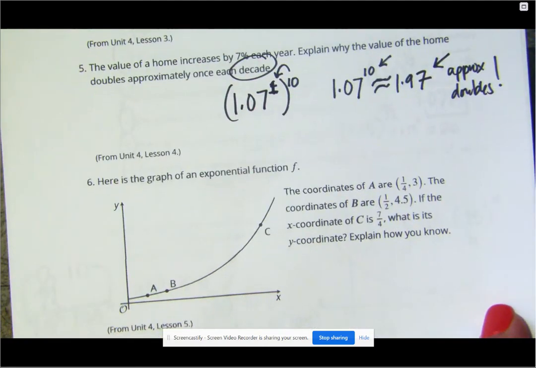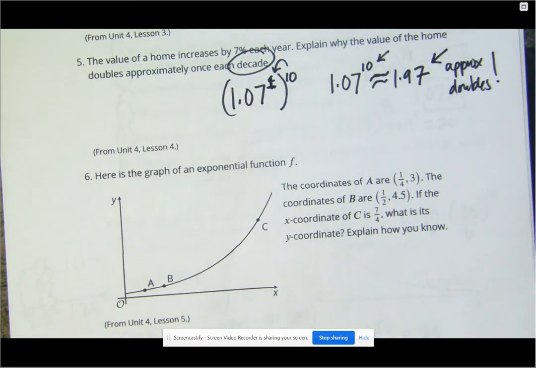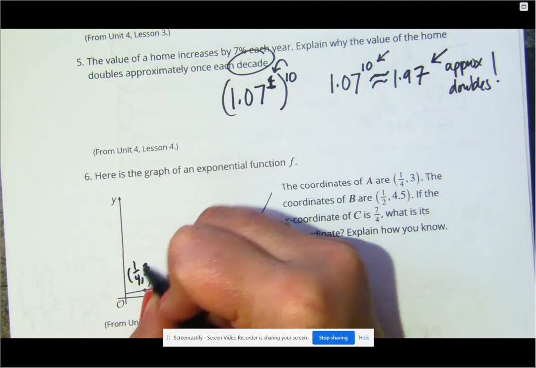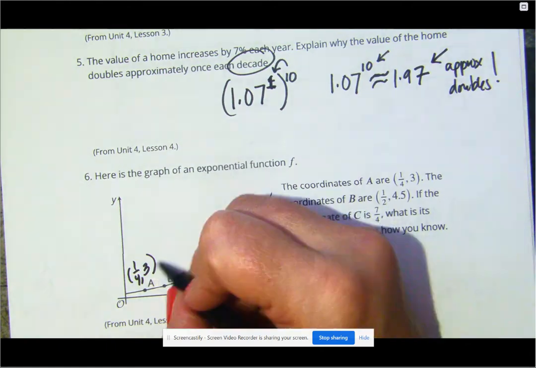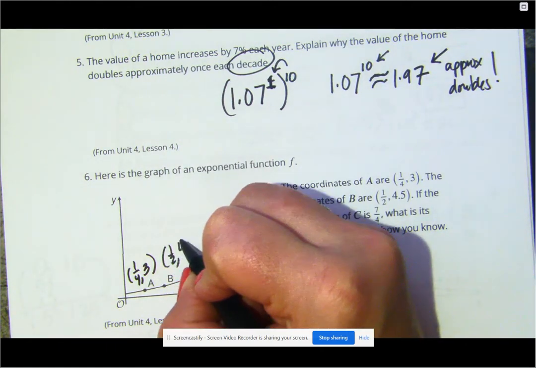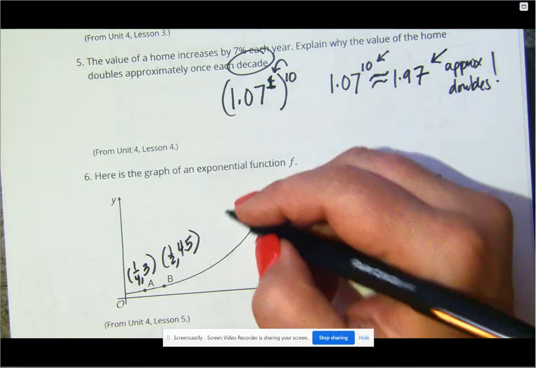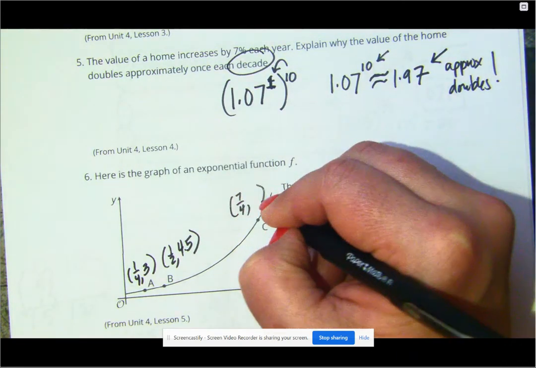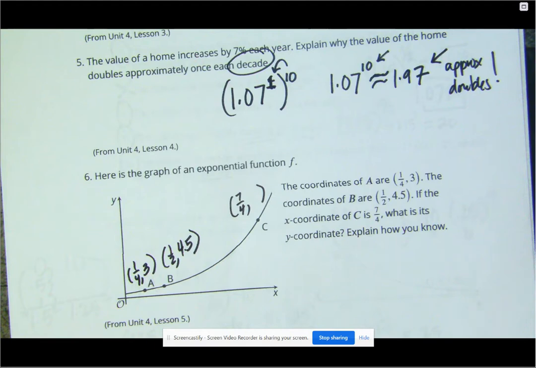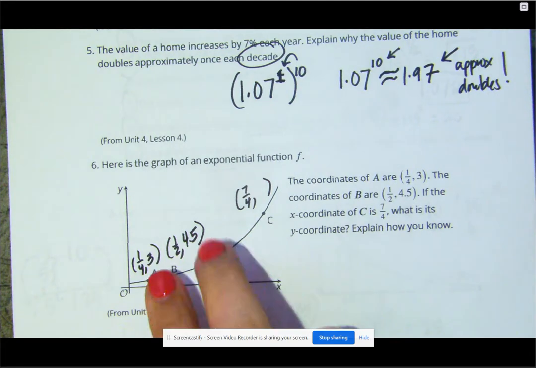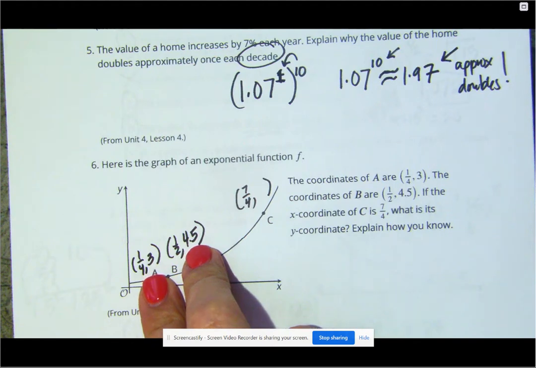All right, last one, number 6. The coordinates of A are 1/4, 3. The coordinates of B are 1/2, 4.5. And if the x coordinate of C is 7/4, what is the y coordinate? Okay, well, we're going to have to figure out the growth rate. And they do give us 2 points where we can figure that out.